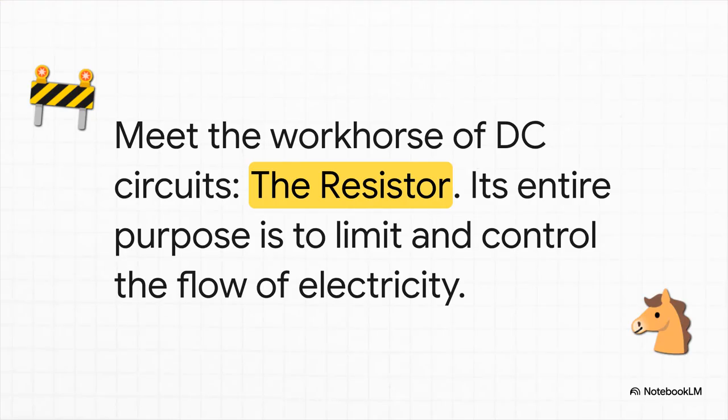First up, let's meet the resistor. The resistor is basically the traffic cop of the circuit. Its entire job, its whole reason for being, is to slow things down and control the flow of electricity. You see that little zigzag line? That's the universal symbol for resistor, and it's perfect, right? It visually tells you exactly what it does. It's like a speed bump for electricity, making sure the current doesn't get out of control.